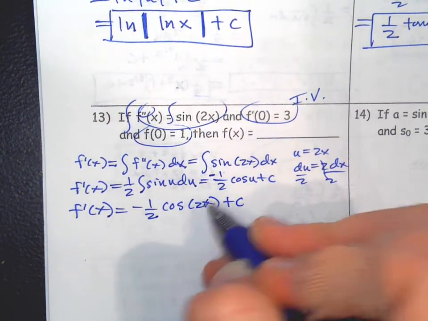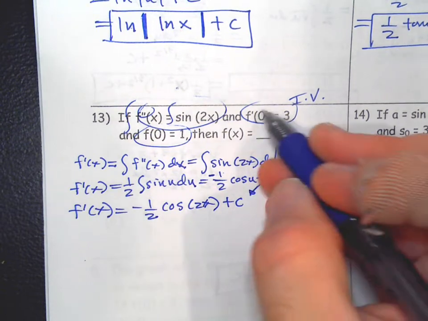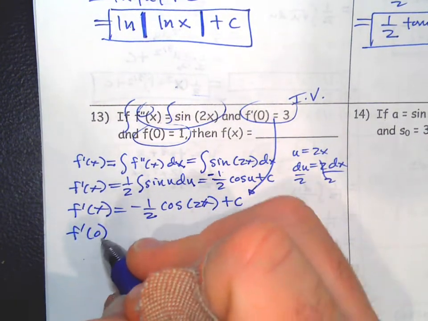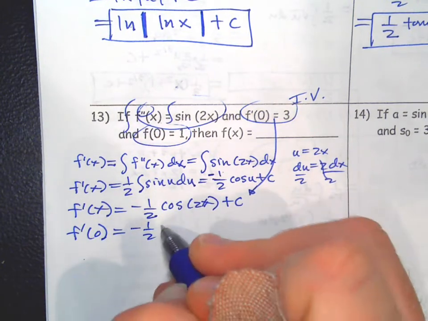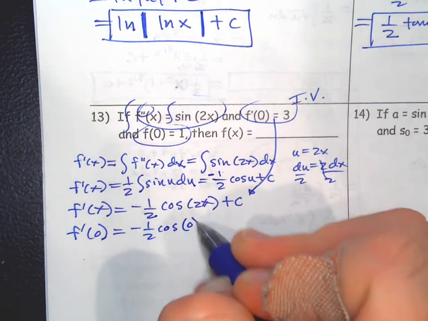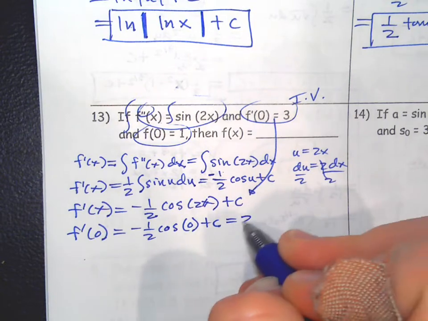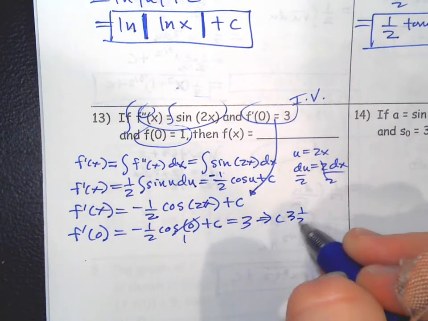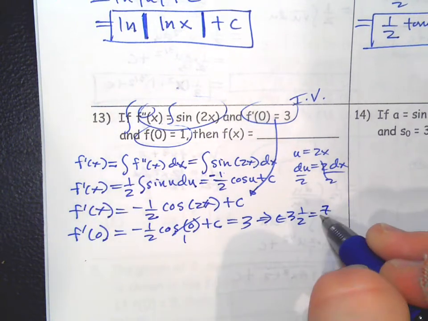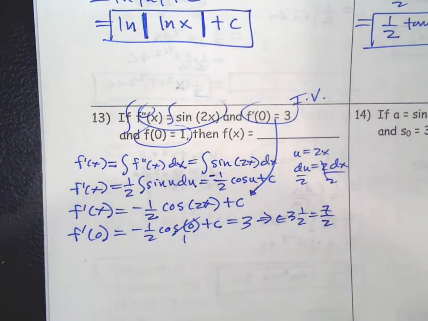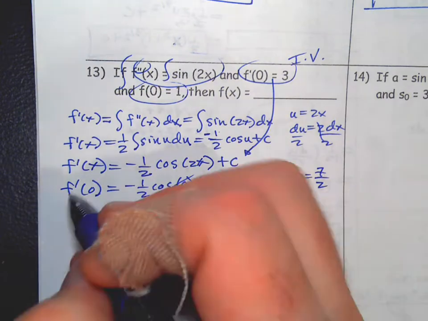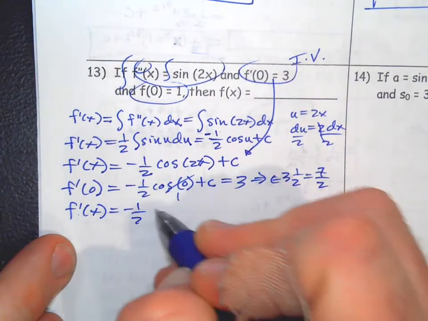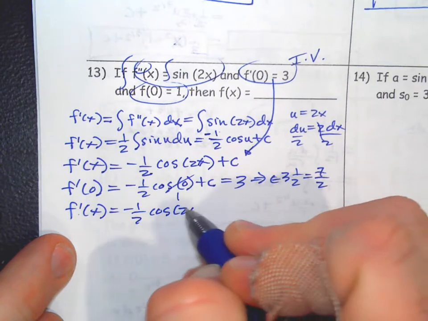And now we're going to find the c value using the first derivative initial value. So if we plug 0 into f prime, we should get 3 out. And this is going to be a 1. So c equals 3.5. 7/2 would be better. So we're going to write it now. f prime of x equals negative 1/2 cosine of 2x plus 7/2.